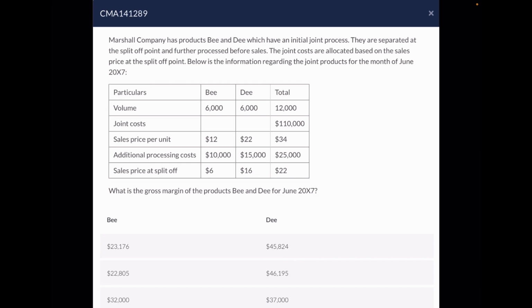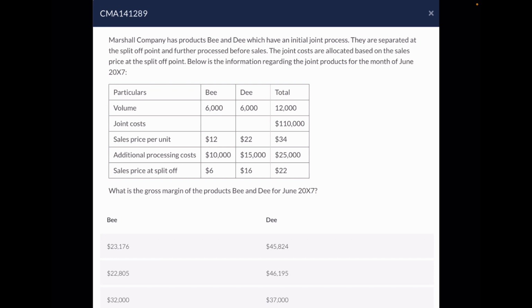Marshall Company has products B and D, which have an initial joint process. They are separated at the split-off point and further processed before sales. The joint costs are allocated based on the sales price at the split-off point. Below is the information regarding the joint products for the month of June 20x7.